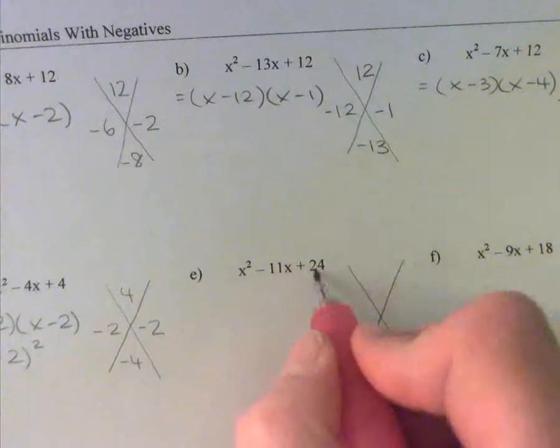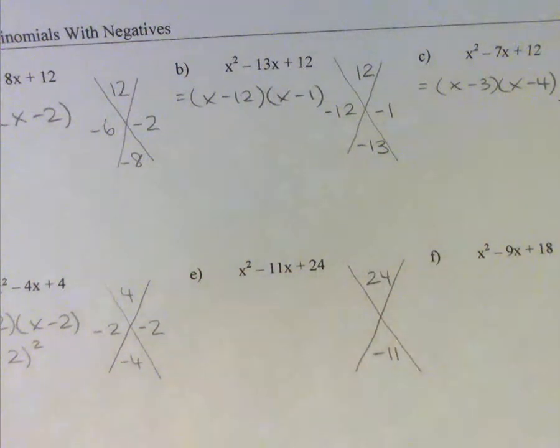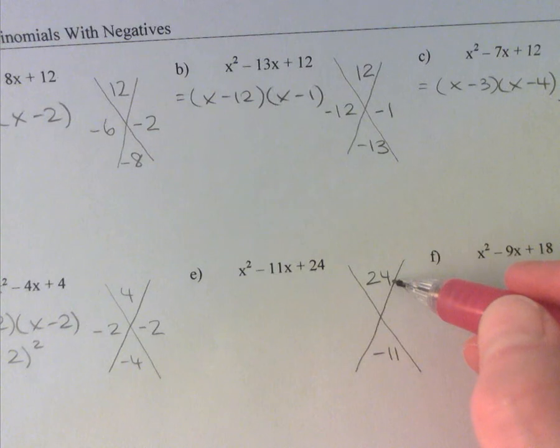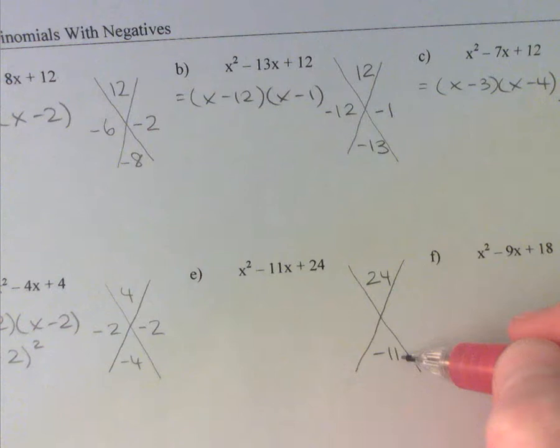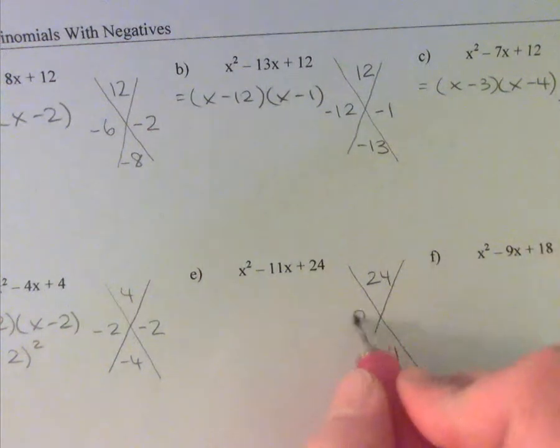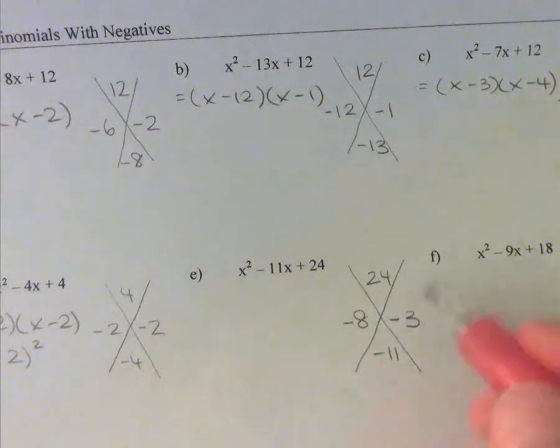Okay, so I want a product of 24 and a sum of minus 11. So 24 is 1 and 24, 2 and 12, 3 and 8, and 4 and 6. So I need to think about what combination would give me 11, well, minus 11. So I would pick 8 and 3. And again, they both need to be negative because the product is positive.